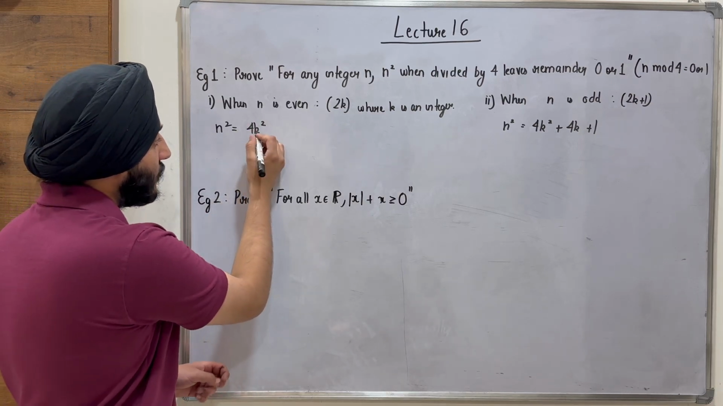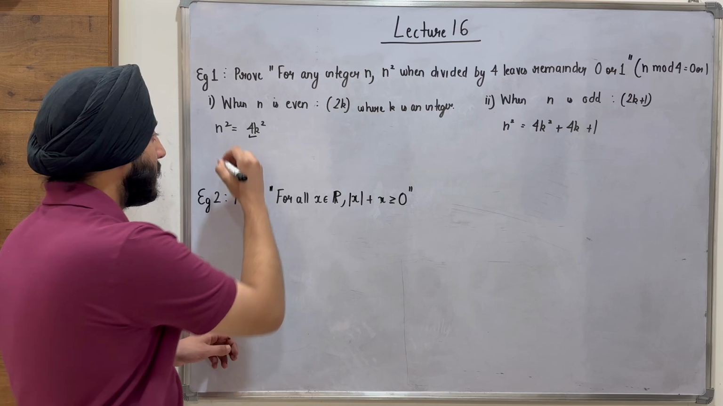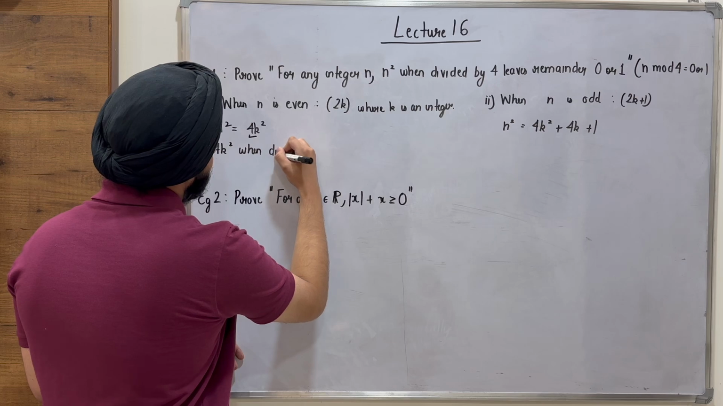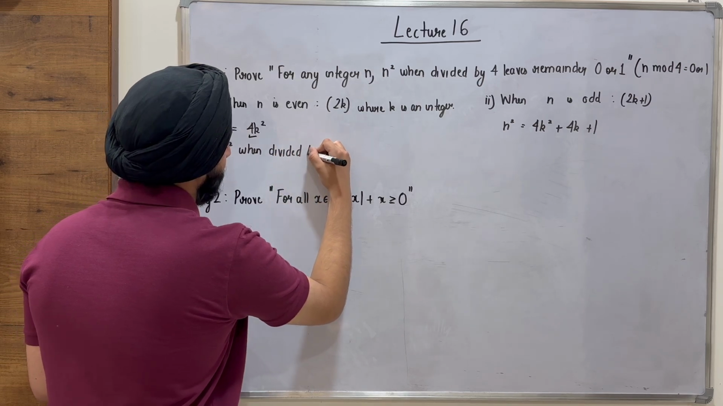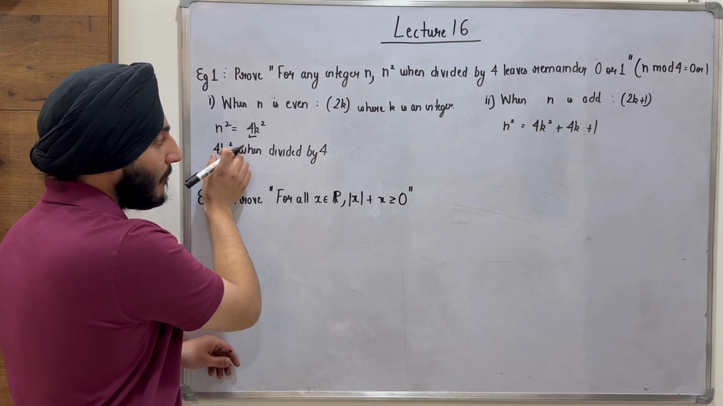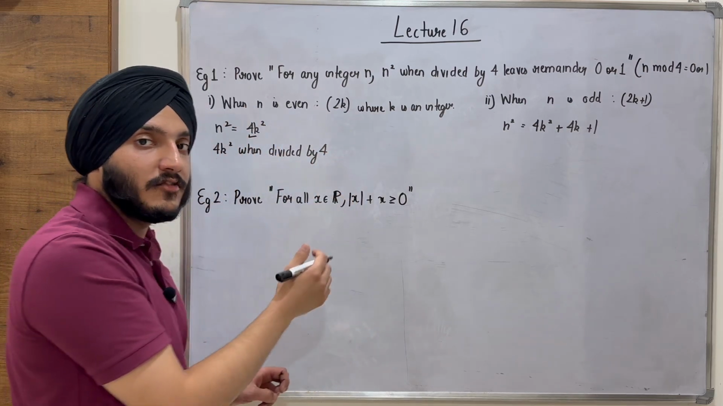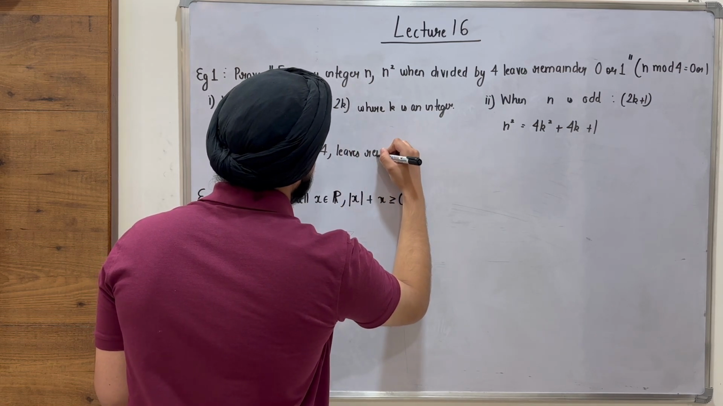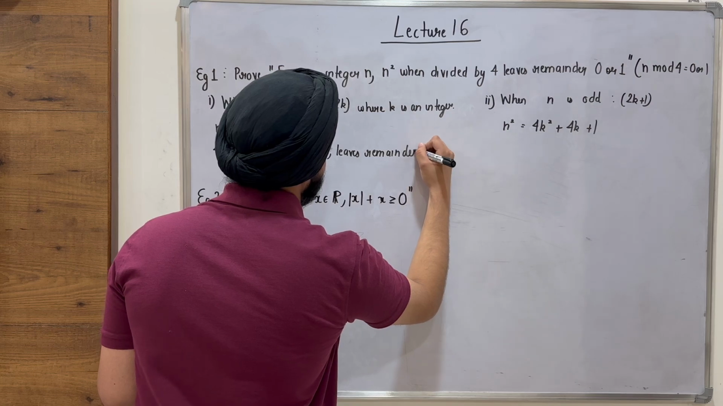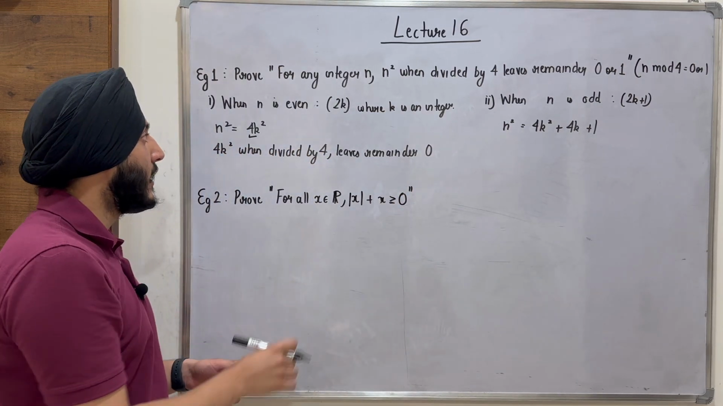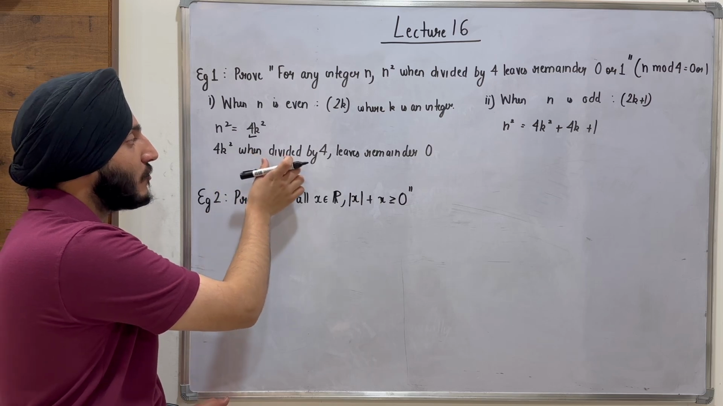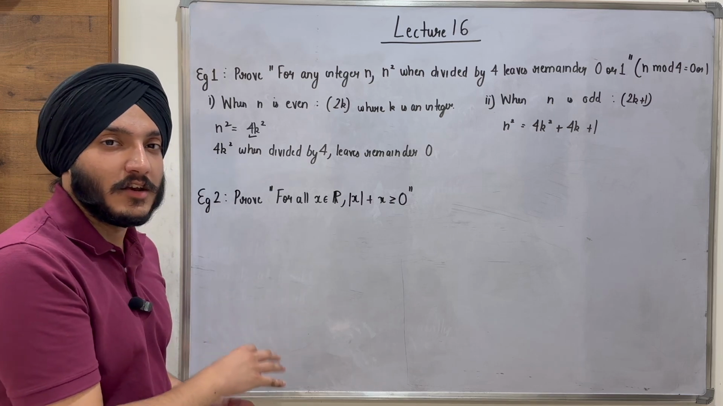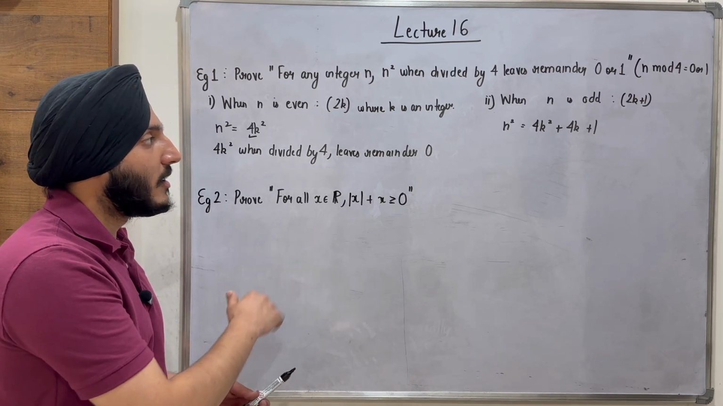Now think about it, right? There's already a value 4. Then that means 4k square, when divided by 4, since it's already a multiple of 4, has to leave the remainder 0. I hope you're able to understand it, right? N square is 4k square, so 4k square when divided by 4 has to leave the remainder 0. I'm not using the mathematical representations in this case, just so that you're able to understand what I'm trying to do.